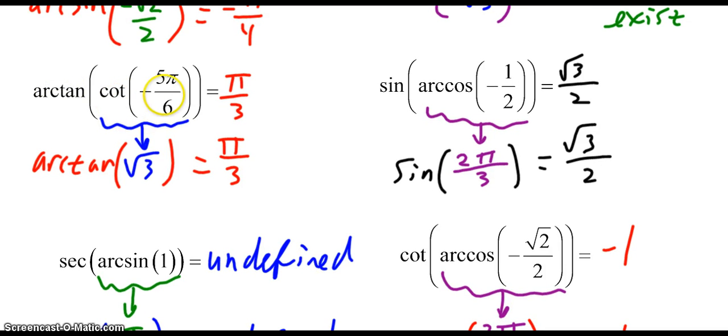The arctan of the cotangent of negative 5 pi 6. What is the cotangent of negative 5 pi 6? It's root 3. What is the arctan of root 3? It is pi thirds. So this is pi thirds.